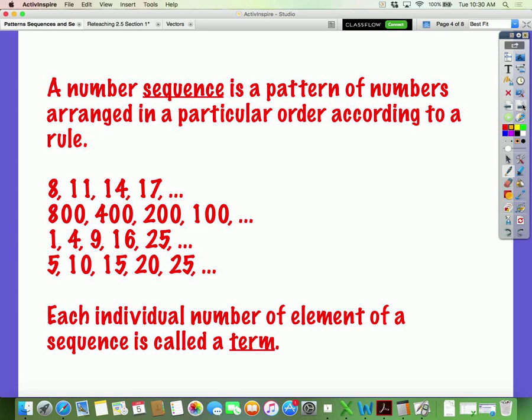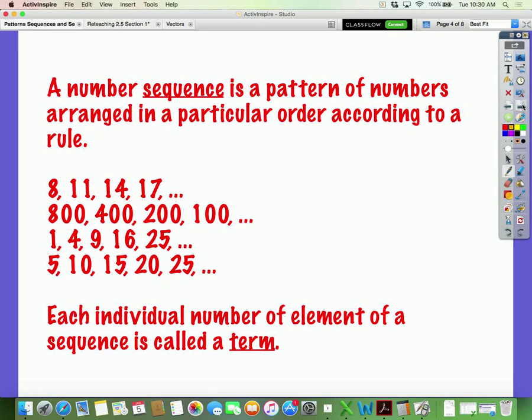What about the next one? We have 800, 400, 200, 100. You're dividing by 2, or what's another way to say that? Multiply by 1/2. Either one would be acceptable. That is the pattern for the previous term. And did everybody know what I mean when I say previous term? Last number, right? The last number.